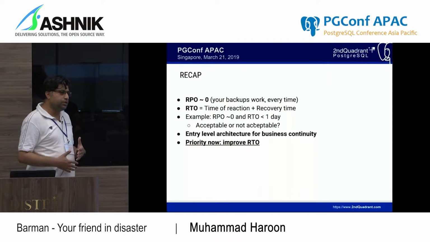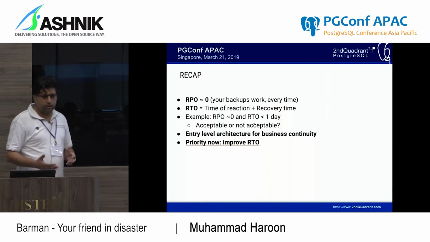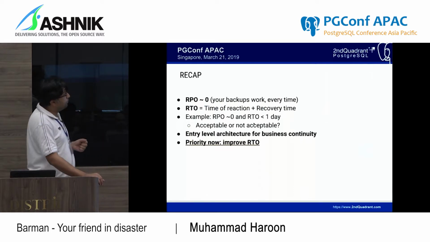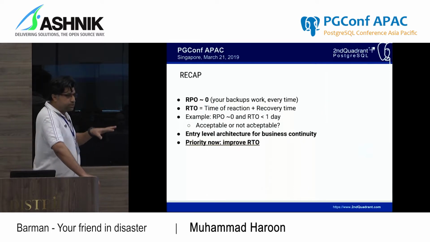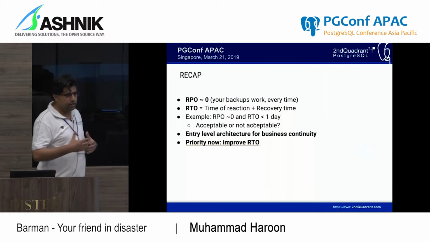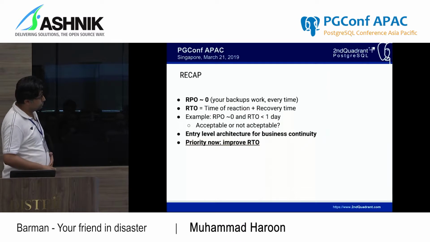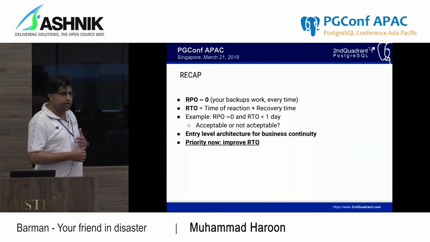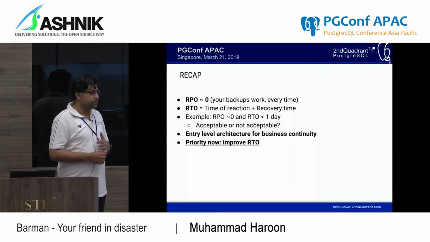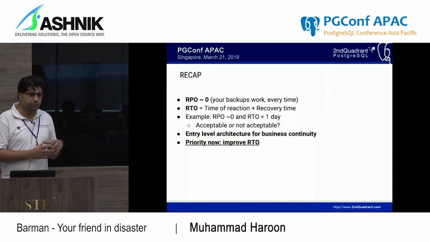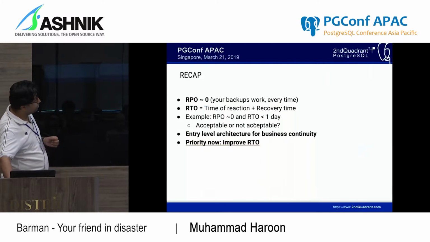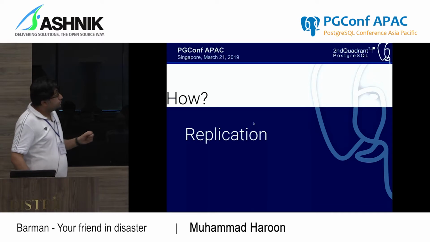But if you need to bring it closer to the criteria of acceptance, we need to take a few more levels. The entry-level architecture for business continuity is something that we just looked at, but it's again an entry level. You don't want it in your production. So what should our priority be? To improve the RTO now, because we understand that we have a solution for RPO through our point-in-time recovery mechanism, through our continuous WAL archival. So how do we do that?